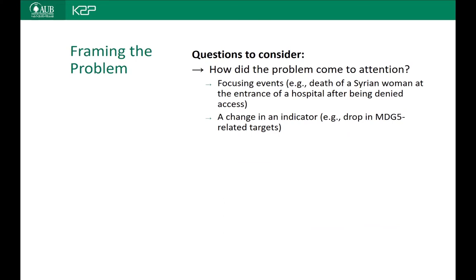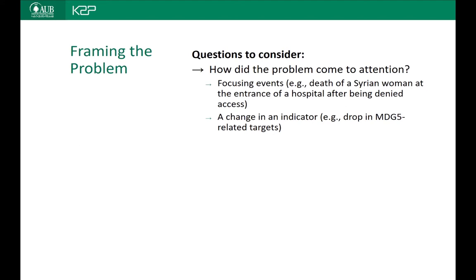Another important question to consider is, how did the problem come to attention? So why is this a problem now? Focusing events actually serve as windows of opportunity for action. When we were working on the policy briefs on medical errors, this was prompted by a focusing event where a 5-year-old underwent double amputation as a result of medical error. Overnight, everyone in Lebanon was talking about medical error, including the media, the public, and policymakers. So it was brought to the forefront of debate, and this opened a window of opportunity for us to act on this issue. Of course, sometimes changes in indicators can also prompt you to take action regarding a specific issue.